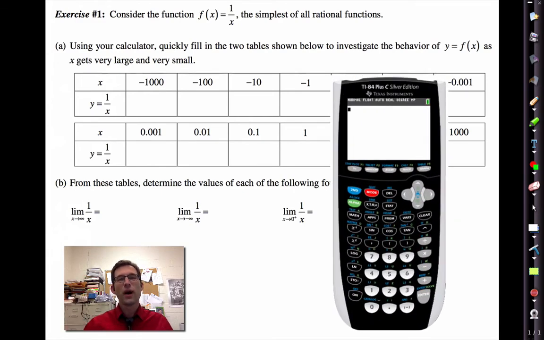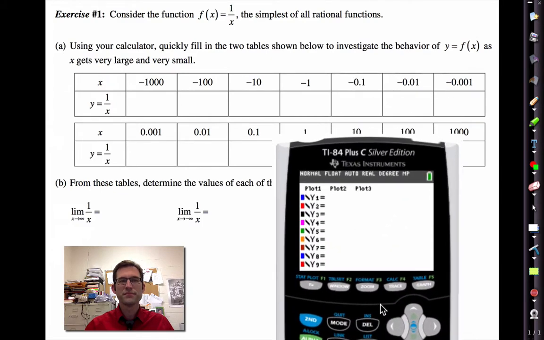Alright, so I'm going to show you how to fill in a table when the x values aren't spaced equally. So let's hit y equals. I'm going to clear out any equations I have in y1, y2, etc. Please do the same. Alright, and now obviously I'm just going to put 1 divided by x in for my y1. Alright, now I'm going to go into my table setup.